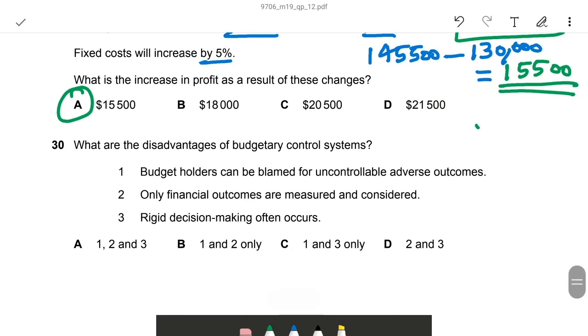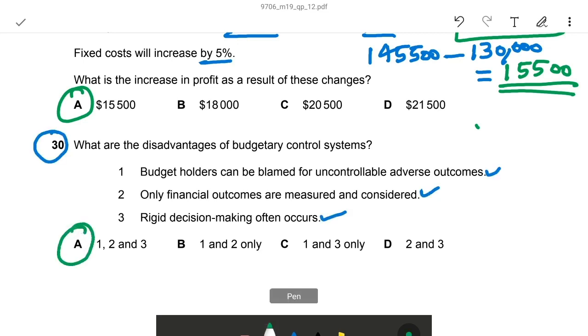Then 30. What are the disadvantages of a budgetary control system? First one, budget holders can be blamed for uncontrollable adverse outcomes. Correct. Only financial outcomes are measured and considered. Yes, it's correct. Rigid decision making often occurs. All are correct. So the correct answer is A.